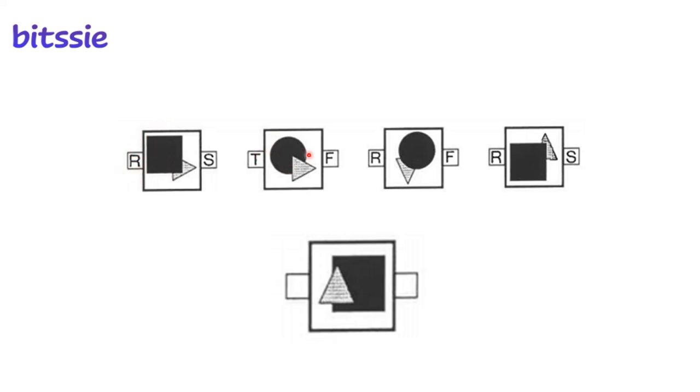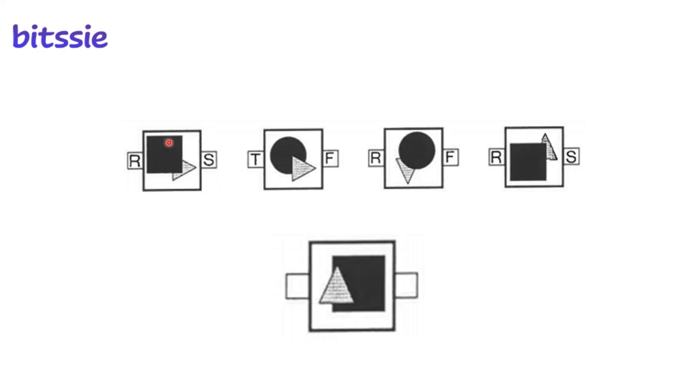Then we have a black circle, which could correlate to the letter T. But then again we have a black circle which can't correlate to the letter R because we already have a black square and a black circle would be T. So the first letter has nothing to do with the shape of the black shape.